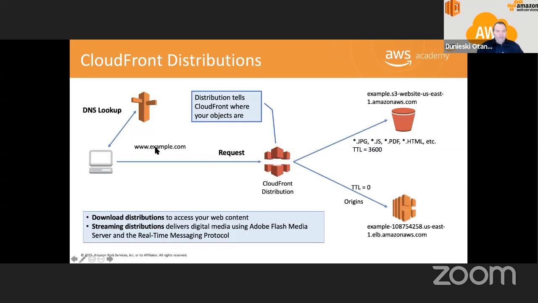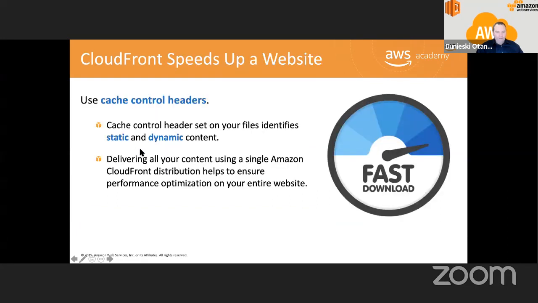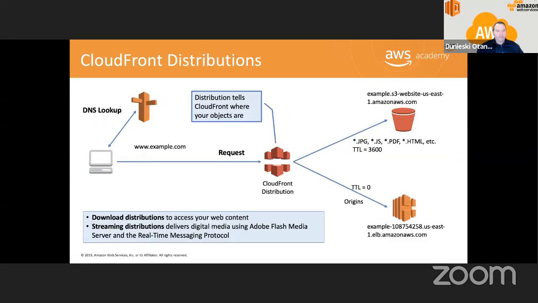So we have here sample.com. Remember, Route 53 is a DNS service, and what it does is translate that domain into an IP address. The machine, as you already know, doesn't understand www.example.com; what it understands is an IP address. So you make this request to CloudFront, and CloudFront tells the distribution that you created where your objects are.